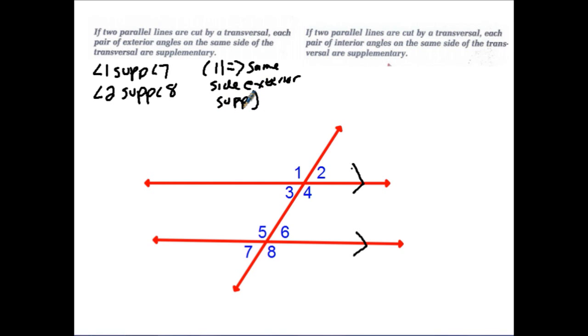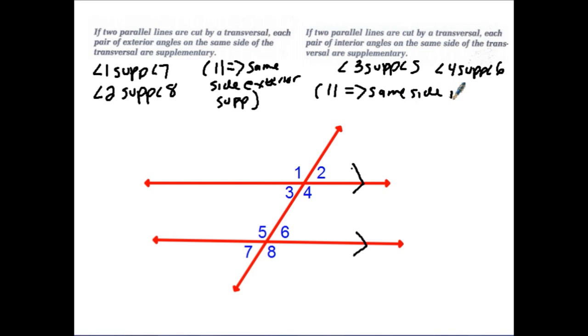Our next one. If two parallel lines are cut by a transversal, each pair of interior angles on the same side of the transversal are supplementary. So again, once we know our parallel lines, I can say angle 3 is supplementary to angle 5, and angle 4 is supplementary to angle 6. My shorthand for this is going to be parallel lines yield same side, interior, supplementary.